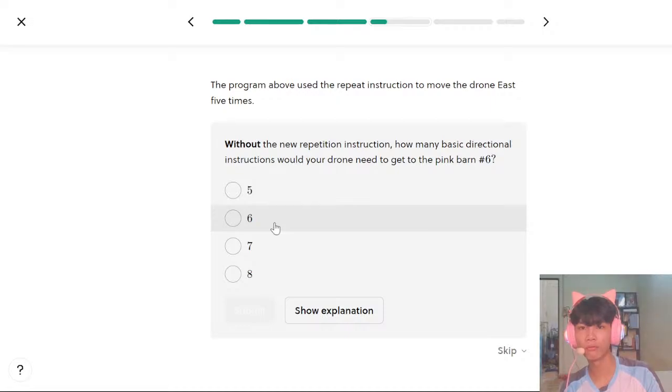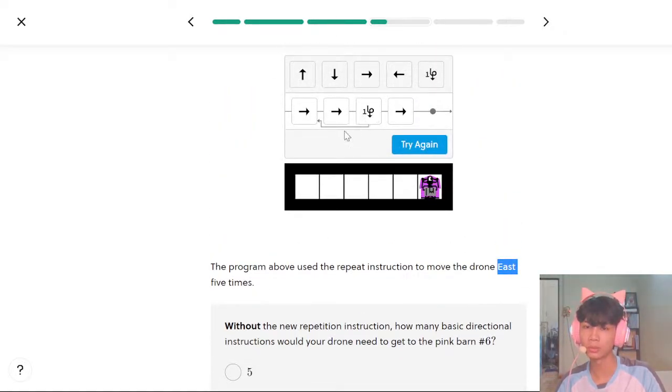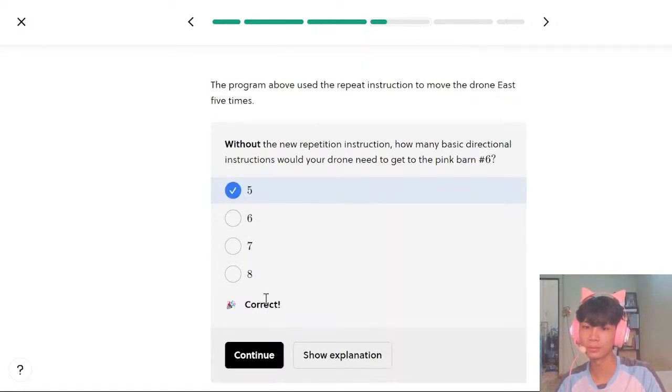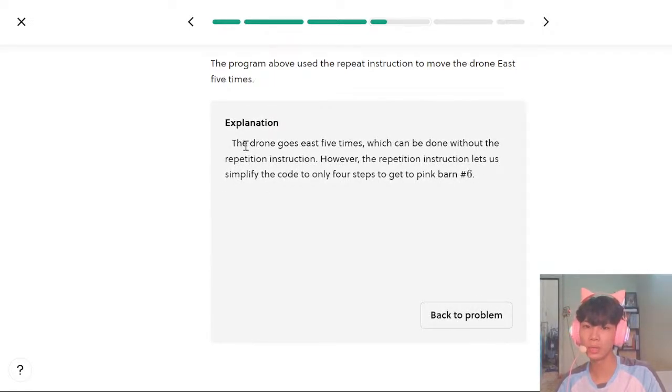The program above used the repeat instruction to move the drone east 5 times. Without the new repetition instruction, how many basic direction instructions would your drone need to get to ping pong? 1, 2, 3, 4, 5. Easy. The drone goes east 5 times, which can be done without the repetition instruction. However, the repetition instruction lets us simplify the code to only 4 steps to get to ping pong 6.